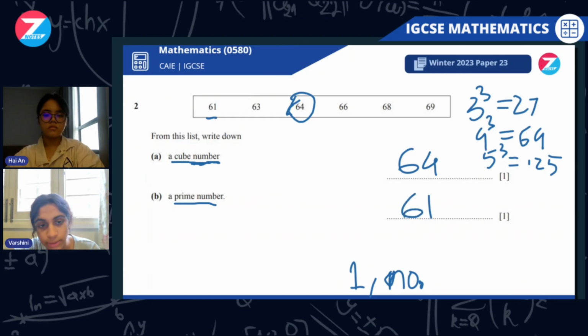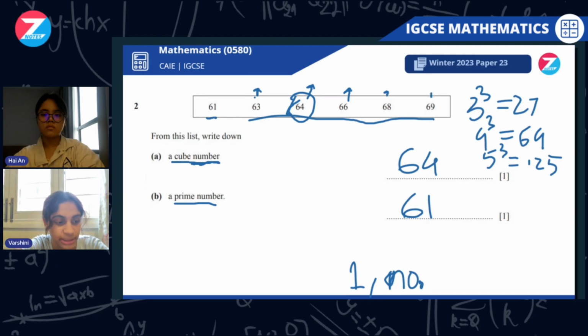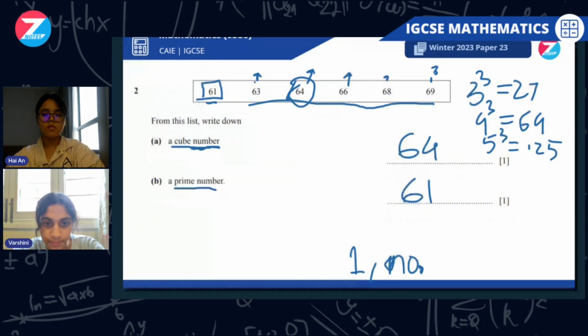If you're unsure, we can always try with the rest of the numbers. We know 63 is divisible by 3 because 6 plus 3 is divisible by 3. We know 64 has to be divisible by 4 because 4 cubed is 64. 66 is an even number, so it's divisible by 2. 68 is also an even number and divisible by 2. For 69, if you add up the digits 6 plus 9, you get 15, which is divisible by 3. So 69 has to be divisible by 3. Just by elimination, you can see that 61 is the prime number.